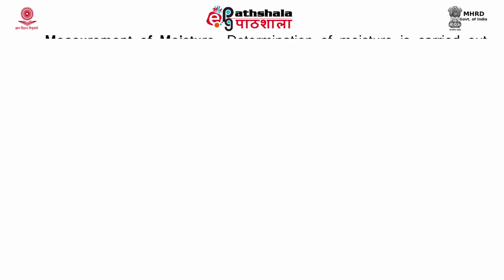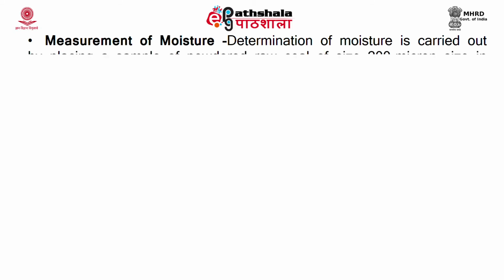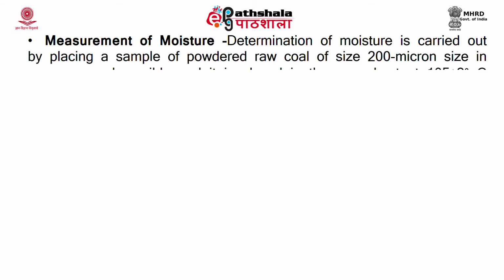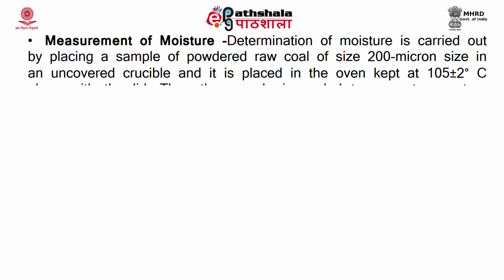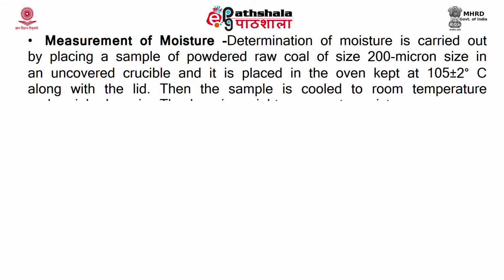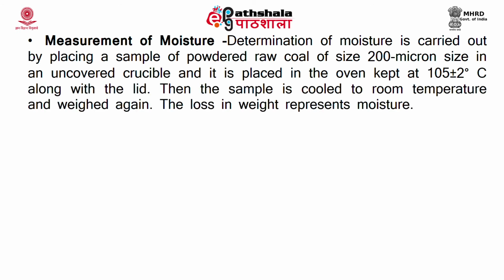First we will see how to measure the moisture. It is normally measured by the hot air oven method, that is the sample is placed at a temperature of 105 plus or minus 2 degrees in a hot air oven with the lid. After 8 hours the sample is taken out and cooled to room temperature and it is weighed. The loss in weight represents the moisture content.